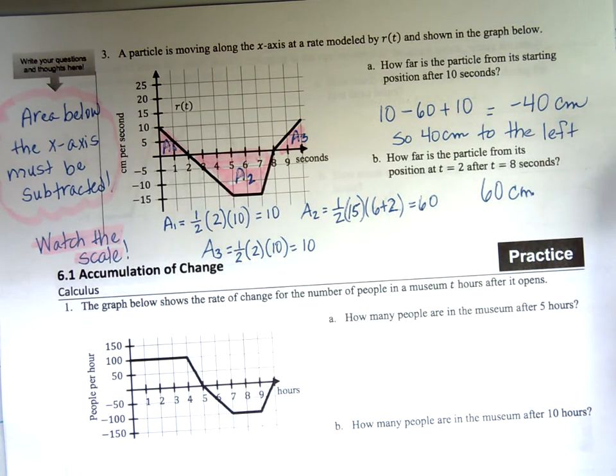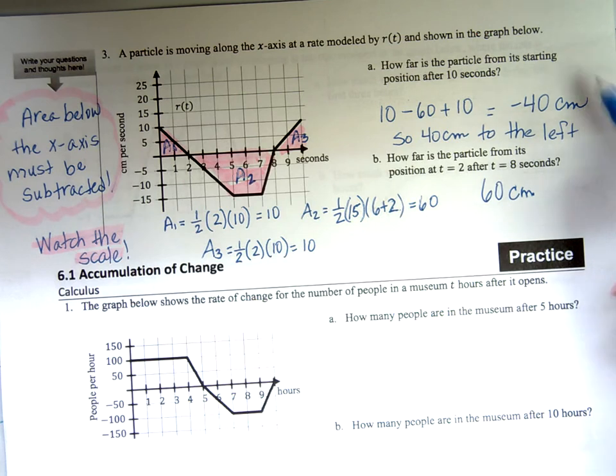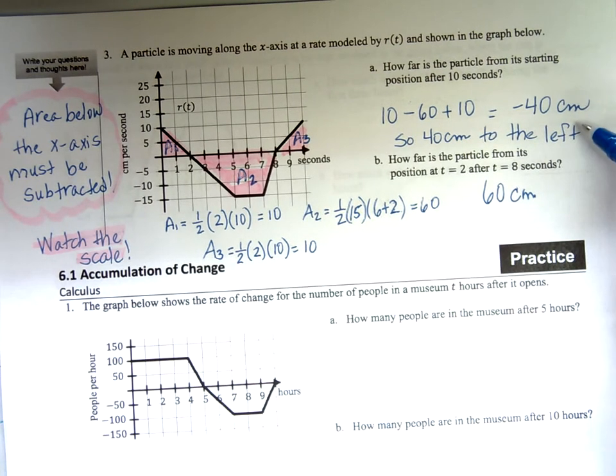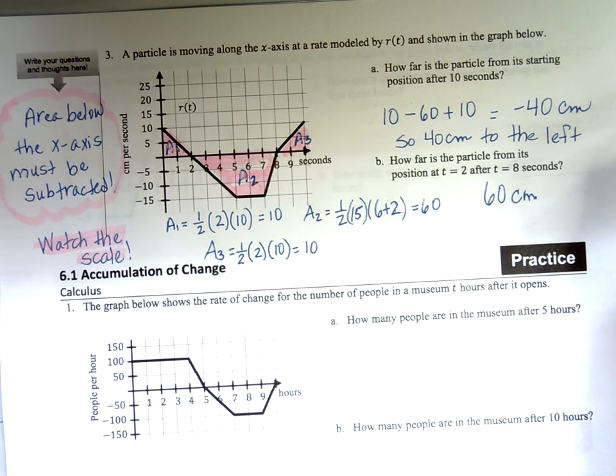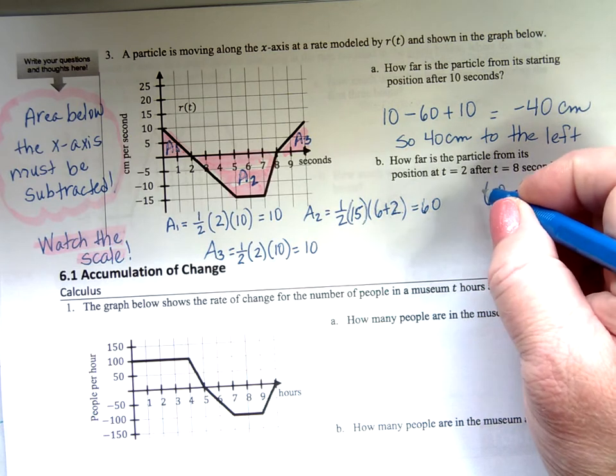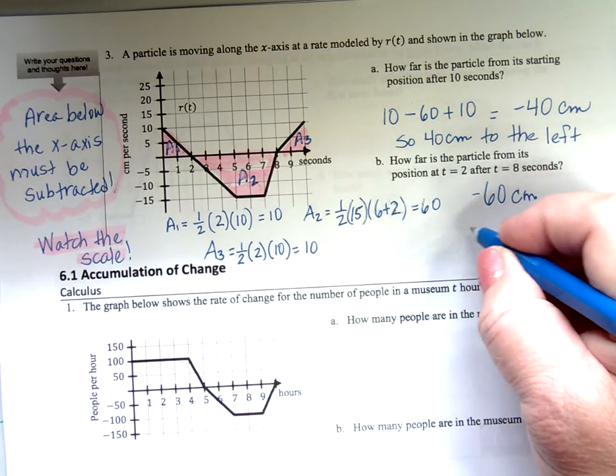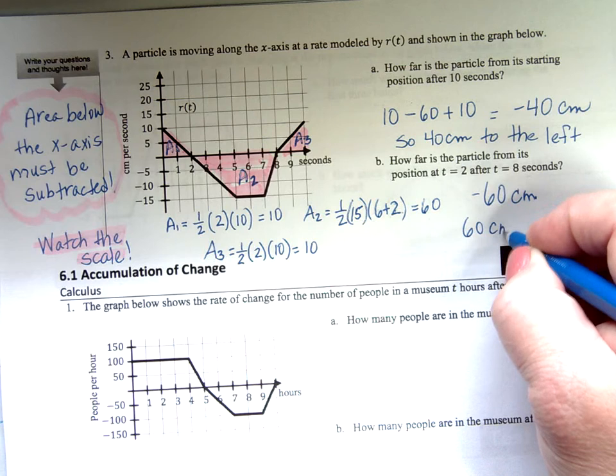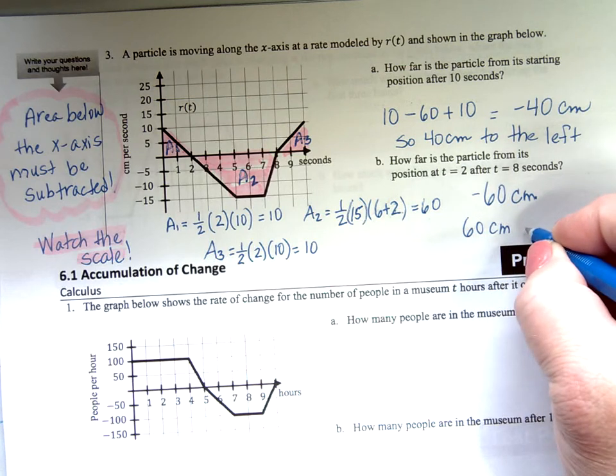And how far is the particle from position? It's 60 centimeters. They didn't ask me right or left. I guess they didn't ask me this one either. But you could put the negative with this if you want. You could also say it's 60 centimeters left, if you want.